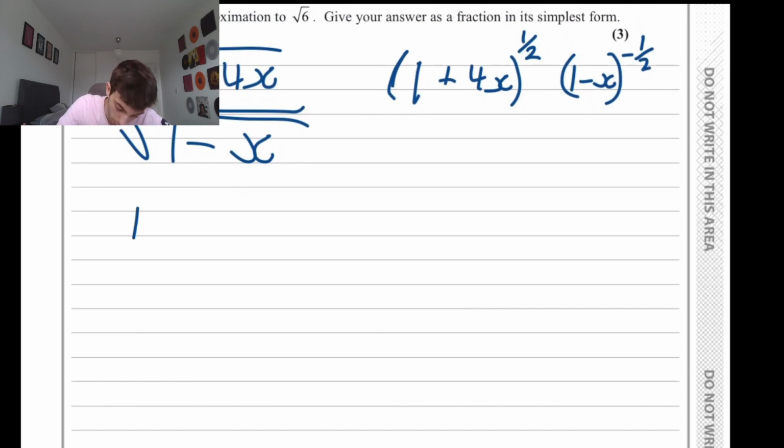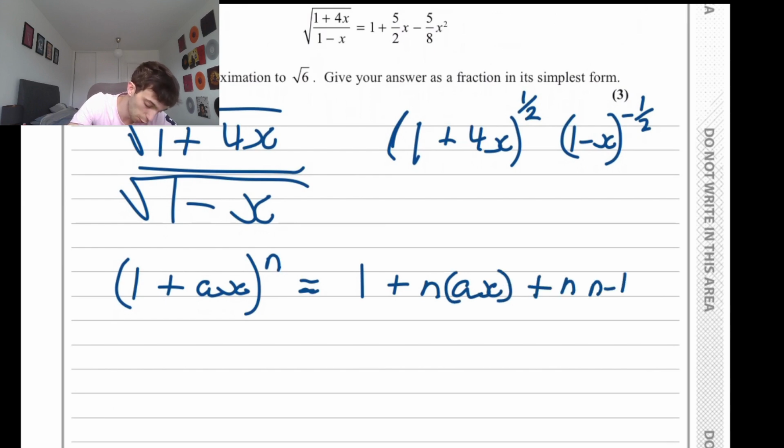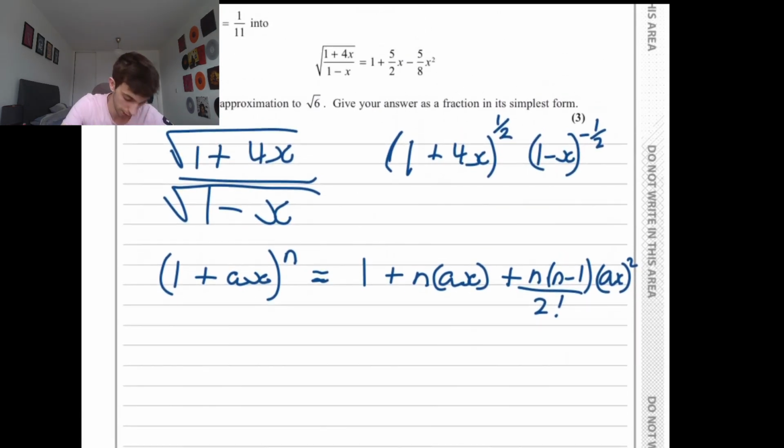So what do we know? We know that when we have 1 plus ax to the power of n, and we want to use the binomial approximation, this will be approximately equal to 1 plus n times ax, where a is just some constant, plus n times n minus 1 over 2 factorial, ax squared. This is in the formula sheet, I believe. We're just going to have to plug in n being the power, so it'll be half and minus half, and ax being 4x and minus x for each bracket.